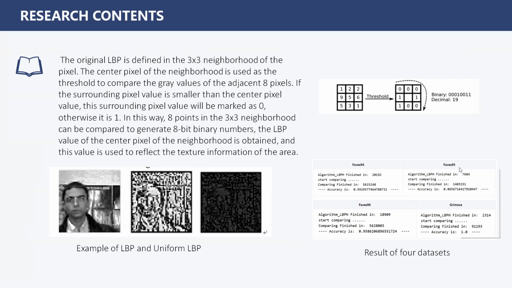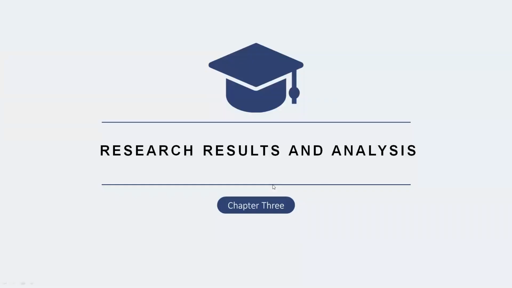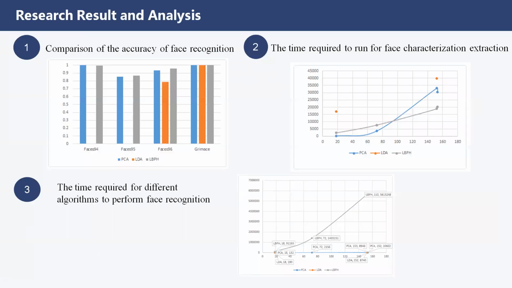So the next part, we're going to go through the research results and analyze them. First of all, we need to compare the face recognition accuracy of each algorithm. It's easy to say that LBPH is the best, and then PCA. The worst is LDA. But actually, the accuracy of PCA and LBPH is very similar to each other.